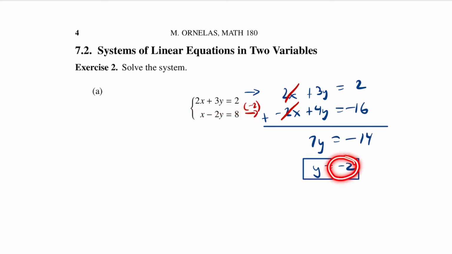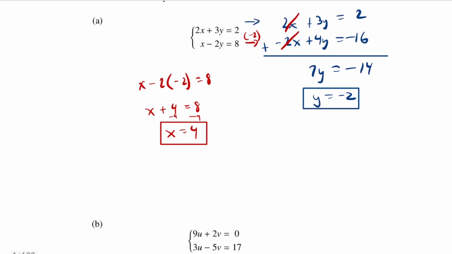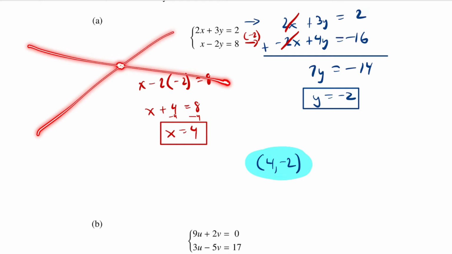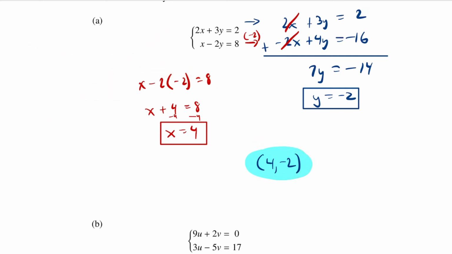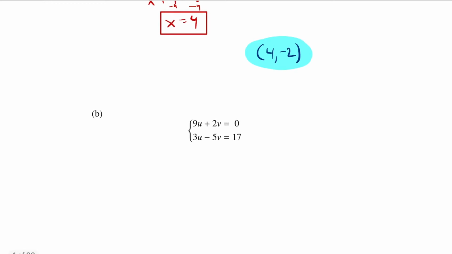Choose whichever of the two equations you prefer. I'm going to choose the bottom one, substitute -2 in for y. And that's going to be x plus 4 equals 8. So x equals 4 when you subtract 4 from both sides. All right, so our final answer will be x comma y. That represents the point of intersection of these two linear equations. So if you have a line and another line crossing, that's what this point represents, the point of intersection.